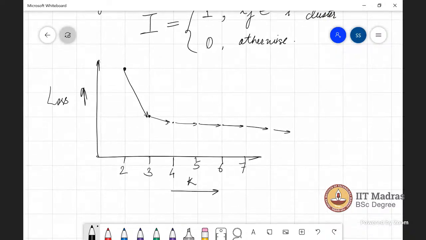Now it will go to 0 because you mentioned that before, right? Exactly. If k becomes equal to the number of samples, then it will actually be 0. It will touch over here.